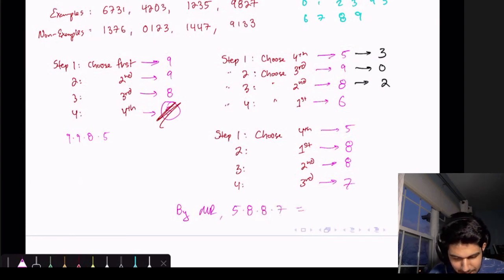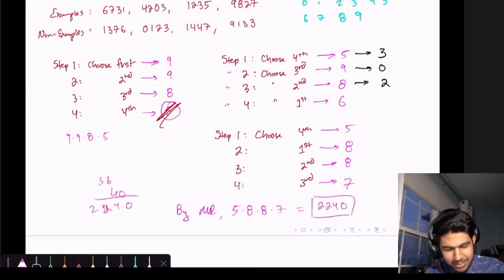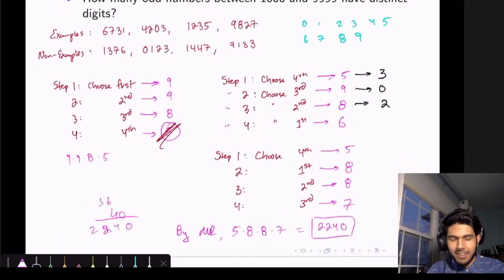And what's that equal to? Oh my god. 64 times 7. Now let's just do it the hard way. 56 times 40. So 2240, I think. Is that right? It's been a while. So that many odd numbers between 1000 and 9999.